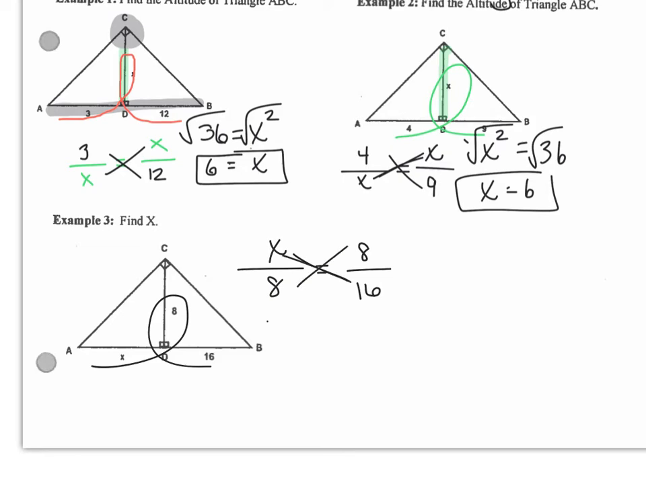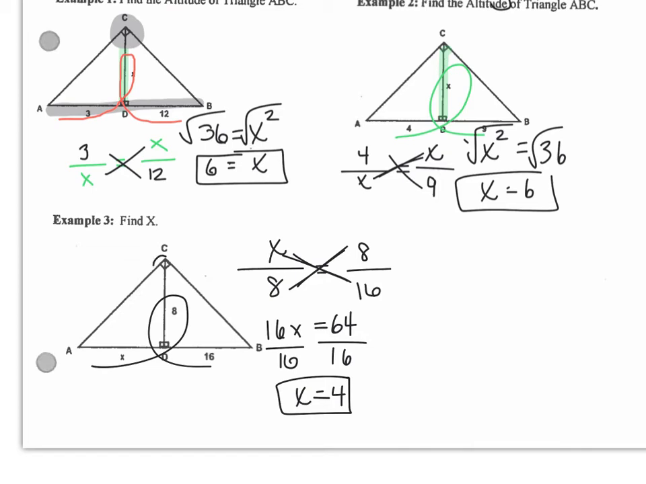X times 16 is 16x. 8 times 8 is 64. So now I'm going to solve for x by dividing by 16. So x equals 4.